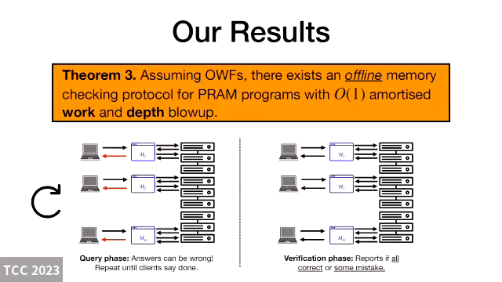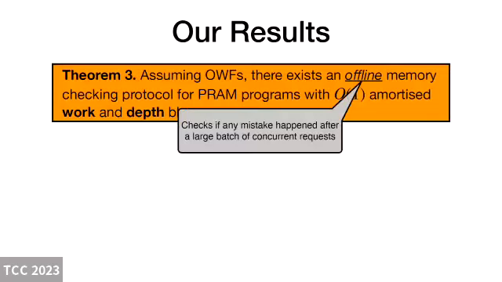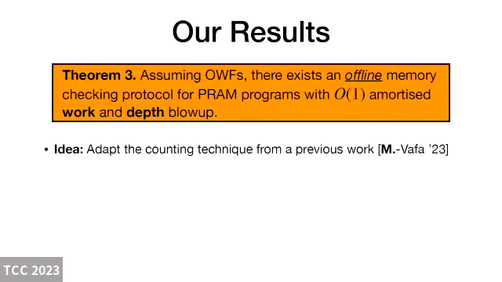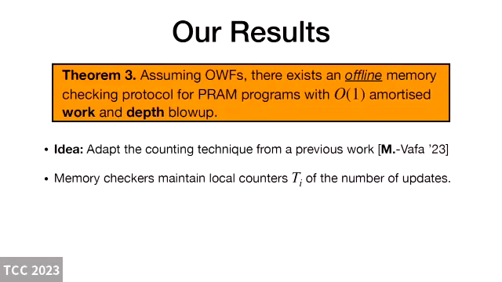But at the end of the day, there'll be a verification phase where the memory checkers communicate with the server and determine whether all the responses from the server were correct or whether some mistake happened. So this is a much weaker guarantee. You just have to figure out if something wrong happened somewhere, but you don't have to know where. In this setting, the construction adapts a counting technique for offline memory checking from a previous work. So basically the high-level idea is this.